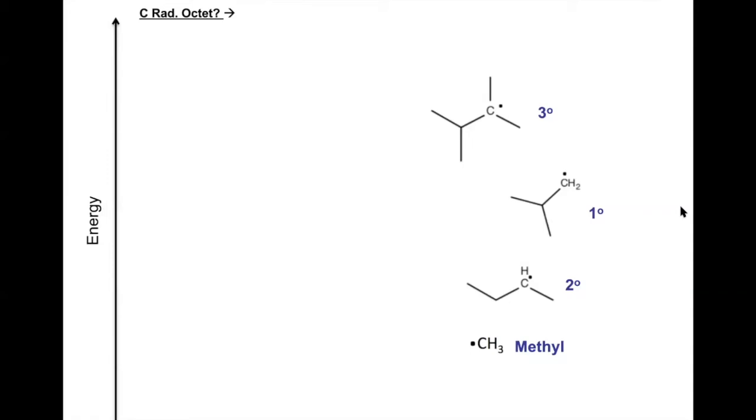So no, carbon radicals do not have octets. What's the octet count for a carbon radical? Two, 4, 6, 7. This one too, it's got the 2 hydrogens, the primary one. 2, 4, 6, 7. This one 2, 4, 6, 7, and then the methyl, the 3 hydrogens. 2, 4, 6, 7. So yeah, no octet, just 7 electrons.